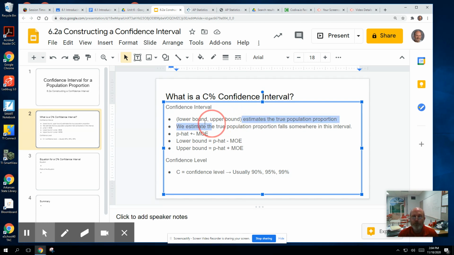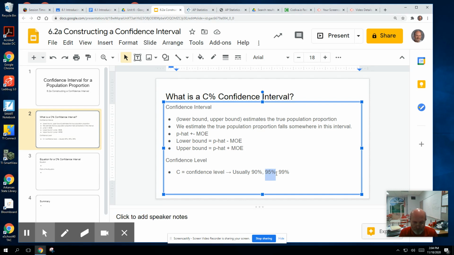So we estimate that somewhere in this range between the lower bound and the upper bound, we are 95% certain if we're doing a 95% confidence level. There's a 95% probability, because if we take all of the possible confidence intervals, 95% of them contain the true population proportion. If we randomly select one of those confidence intervals, then we are 95% sure that we got the population proportion inside that interval.